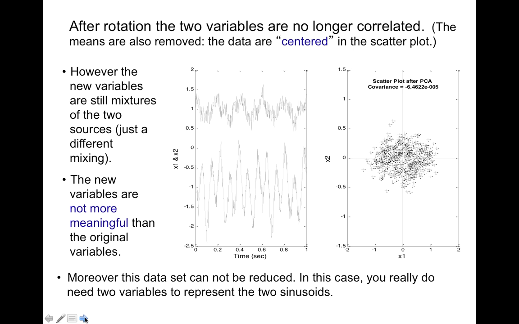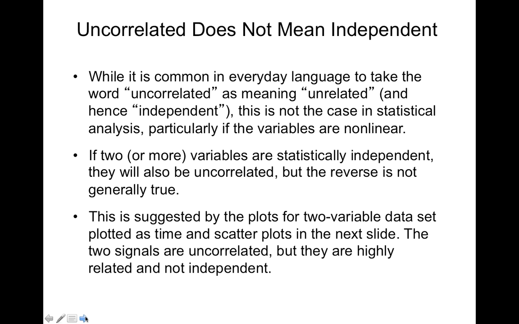So after we rotate the data set, we find the values are no longer correlated and we get this scatter plot. But the values, as we discussed before, are still mixtures of the two sources, just a different type of mixing. And so these are not any more meaningful than the original variables. So in this case, you really do need two variables to represent the sinusoids.